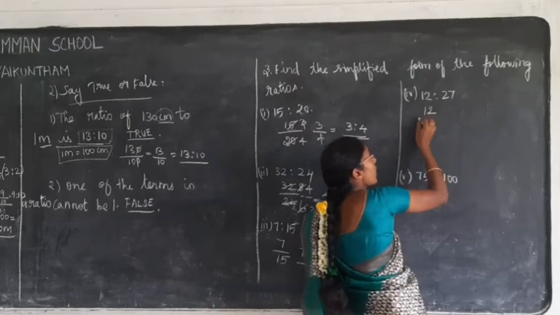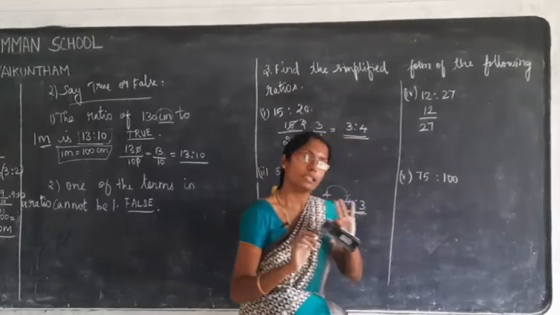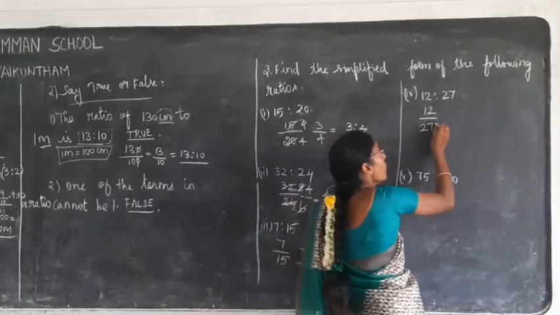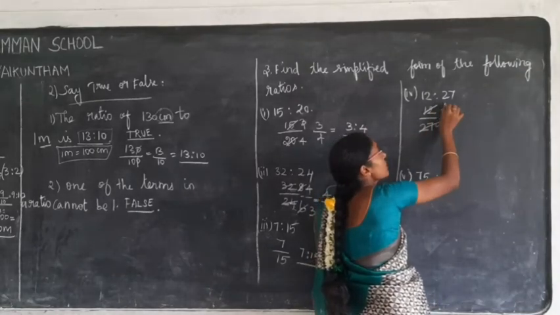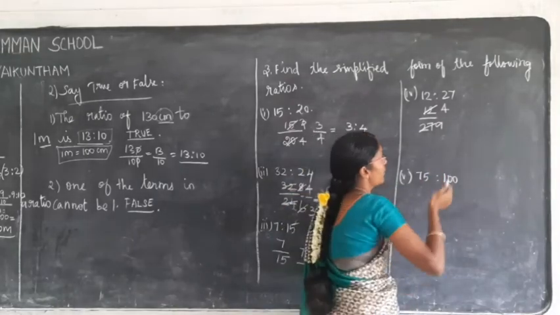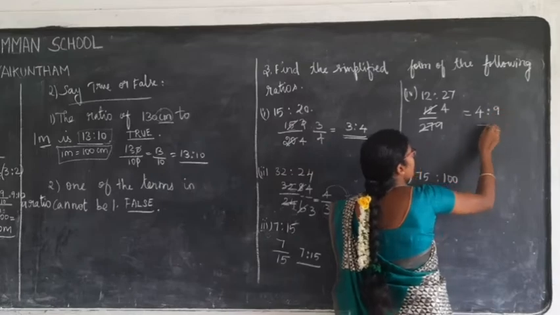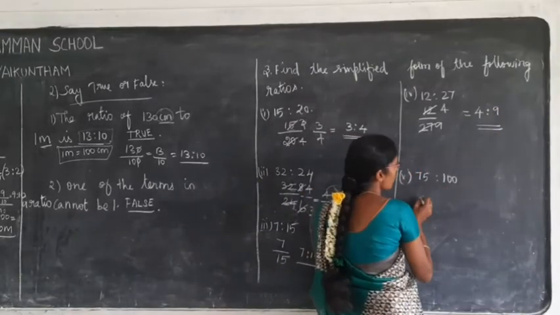So the next one, 12:27. So 12 divided by 27. So 27 comes under third table. 12 also comes under third table. So 9 3s are 27, 4 3s are 12. So 4 and 9 cannot come under a single table. So 4:9. Okay.